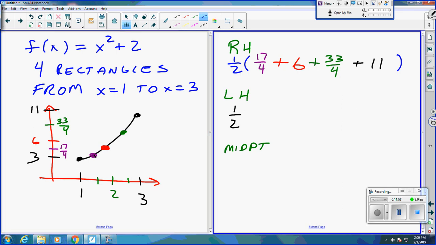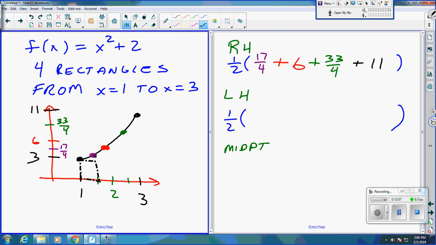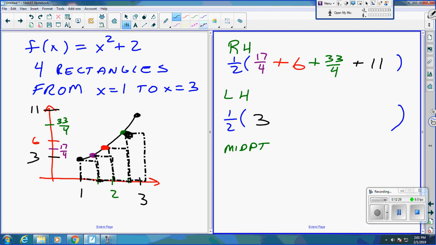So, everyone, do we agree? For the left-hand limit, it's still a width of 1/2. Does everybody agree with that? And now let's draw. So my first rectangle goes to the left-hand point. It goes up to the left hand. It goes up to the left hand. It goes up to the left hand. The left-hand point of the rectangles. Now, what do you notice about this estimate? It's below. It's an underestimate. And again, we'll fill in the values from the table. It's 3. And then it's plus 17/4. Plus 6.